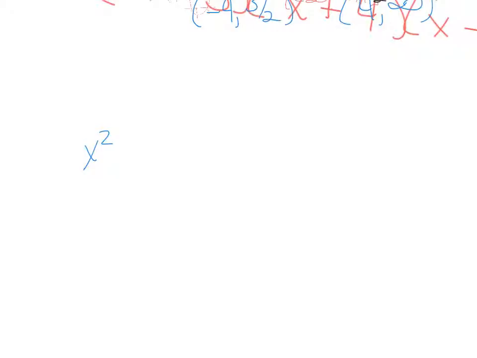X squared minus 4x plus 4 is greater than 0. How does this factor? X minus 2, x minus 2. So that's really x minus 2 squared is greater than 0.